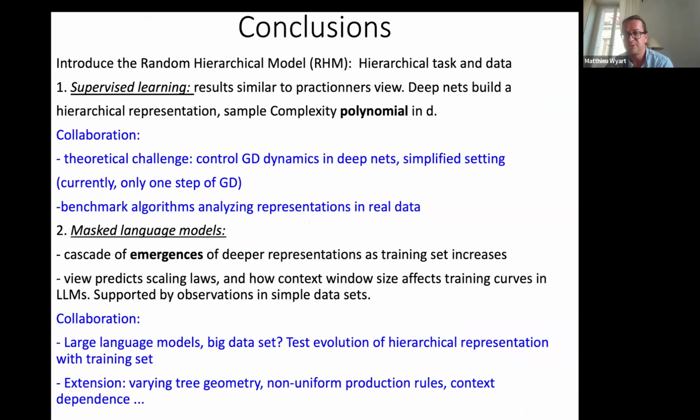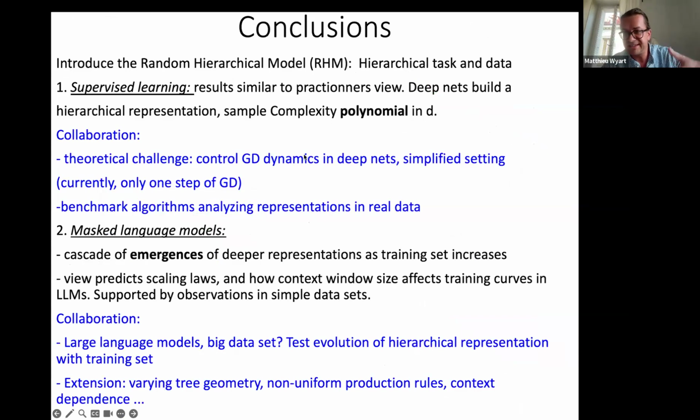Okay, so this is my conclusion slide. We introduced this random hierarchical model, and in the context of supervised learning, what's nice is that I think it captures results that are similar to practitioners' intuition. Deep nets build a hierarchical representation. The sample complexity is only polynomial in D.